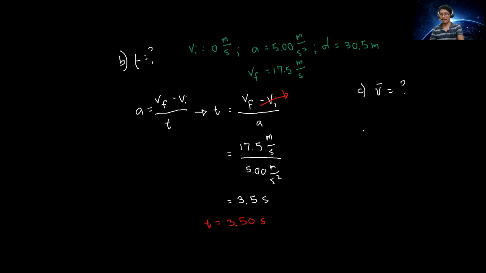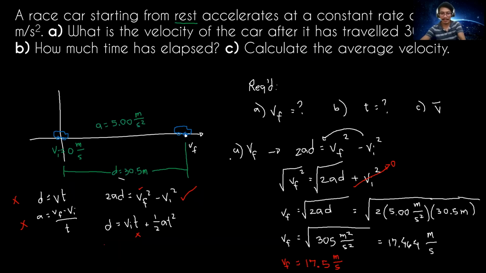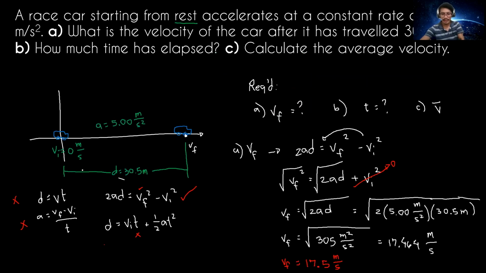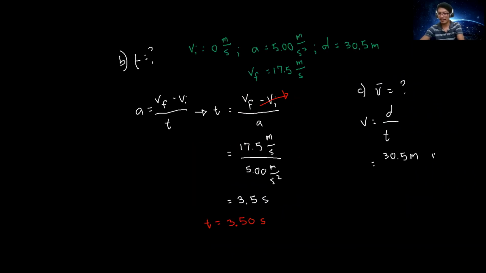And remember, you know the formula for average velocity, right? Average velocity is equal to the displacement over time. What is our displacement? Displacement is 30.5 meters. This is displacement, so that means there is direction. What is our direction? This is going to the right. So you can also put right.